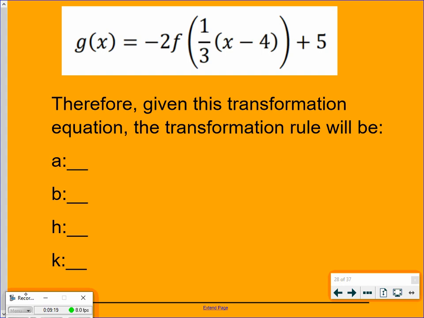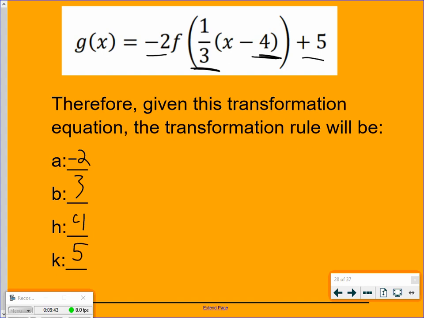So figure out our a. Our a here is negative 2. Our b, remember, b's are a little weird. You have to flip them. So 1/3 becomes 3. That's our b value. Our h will be the term right here, a positive 4. It's x minus 4, so our h will be just plus 4. And our k on the outside is going to be 5.